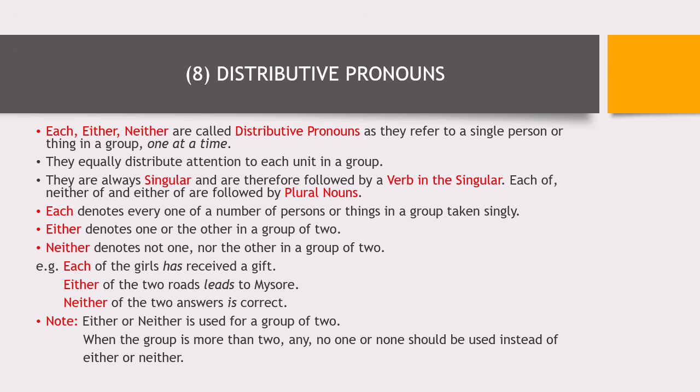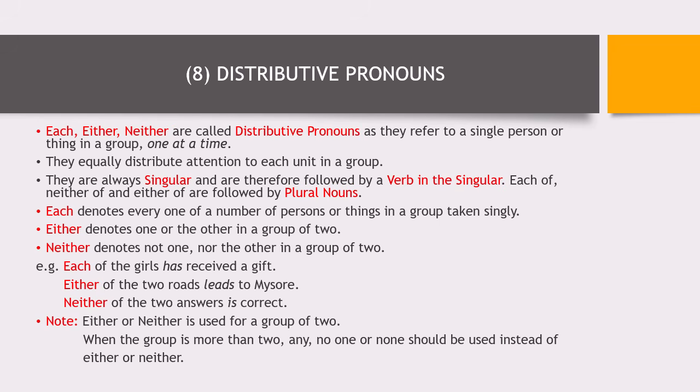Example. Each of the girls has received a gift. Here, each is the distributive pronoun. Since it is singular, the verb has is used. Either of the two roads leads to Mysore. Here, either is the distributive pronoun. Since it is singular, the verb leads is used. Neither of the two answers is correct.